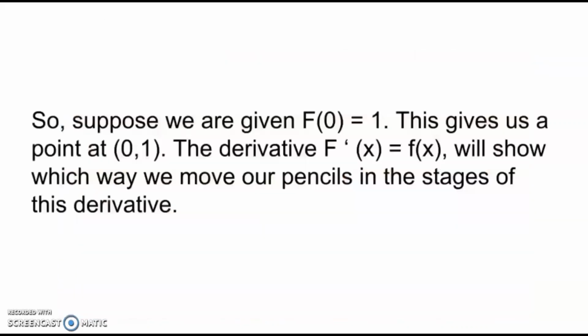Moving on from that, if we are given a graph of a function f, it seems reasonable that we should be able to sketch the graph of an antiderivative, capital F. So suppose we are given f of 0 equals 1. This gives us a point at (0, 1), and the derivative F prime of x equals f of x will show us which way to move our pencils in the stages of this derivative. This is a place to start. The next example will use the principles of this chapter to show how to graph F even when we don't have a formula for f. An example of this would be f of x determined by experimental data.